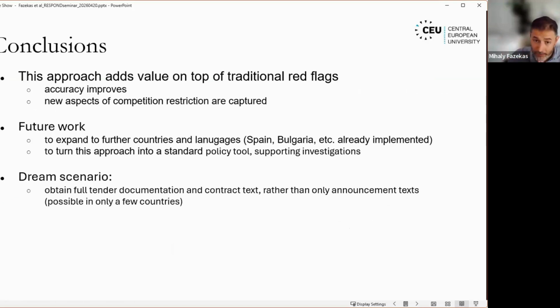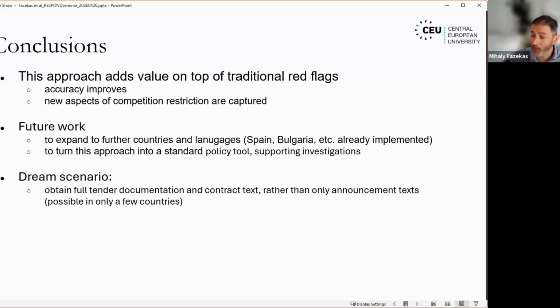Okay, so I'm closing here the first paper. I hope I could convince you that this approach adds on top of the traditional red flags based on structured information. This is a new aspect, a new dimension to competition restriction, subtle, yet with machine learning we can capture these things. And as part of the Falcon project, which our colleagues from Transcrime are also working on, but also as part of Respond, we are working on expanding this initial research from Hungary to countries like Spain, Bulgaria, France, and a number of others. We hope that this can be put on a dashboard, like single bidding can be put on a dashboard. And this is something which is in the making.